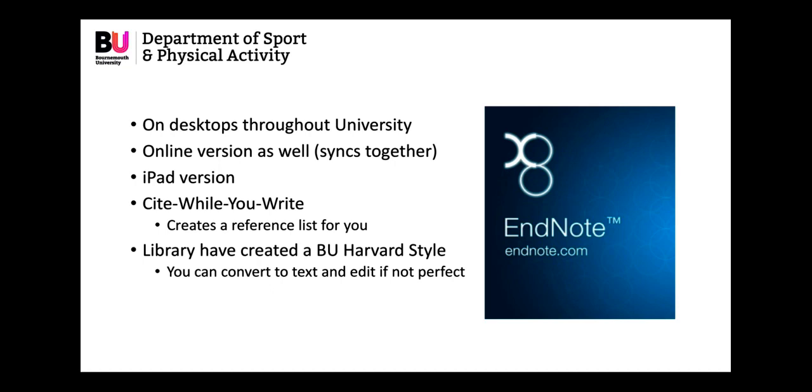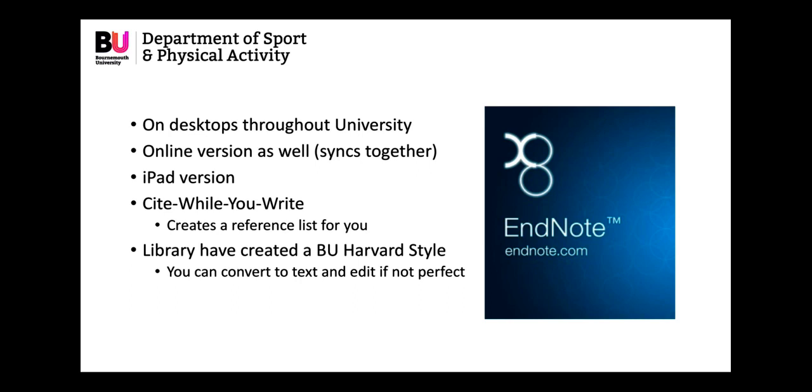There's also an iPad version, so if we were wanting to use just the iPad, we could use that as well. Now, one of the benefits of EndNote is there's a cite while you write function. So as you're typing in Word, it can look at the database and actually start to populate that reference list for you as you're typing away at your sentences. It is really useful. The library have also created a style, so obviously different journal papers that we might be writing for have different styles. Our library team have created a BU Harvard style. Now, it's not 100% perfect, but it's very, very good.